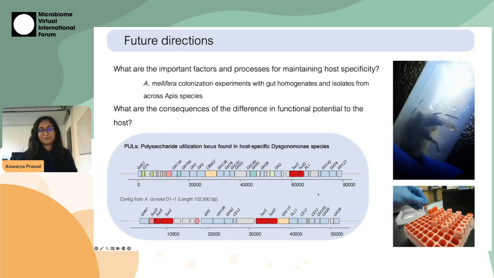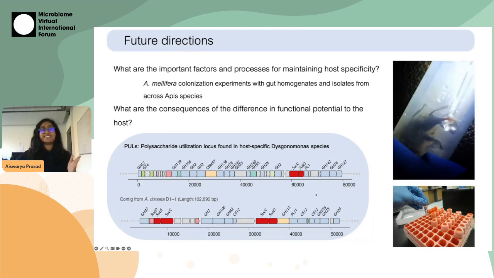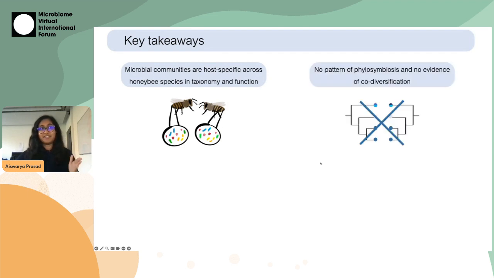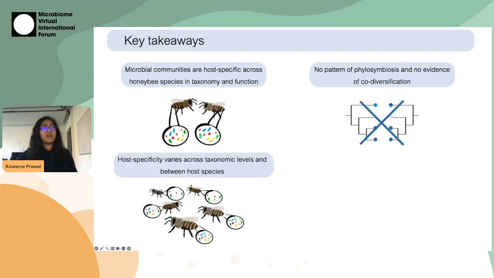So finally, to leave you with the key takeaways, first, we see that the community is host-specific in terms of taxonomy and function. This is not just because of evolutionary reasons. We don't see phylosymbiosis or widespread co-diversification. Instead, we in fact see that the host specificity of closely related microbes can vary a lot. And also, in different hosts, there are some which harbor a lot of specialists and others which harbor a lot of generalists. And this could have to do with the ecology of the host or other important factors.